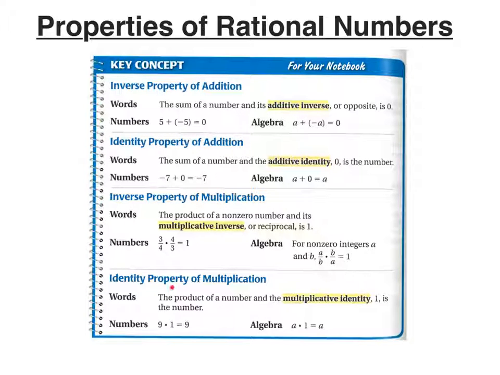Then there's the identity property of multiplication. The product of a number and the multiplicative identity, 1, is the number. So just like the additive identity was 0, the multiplicative identity is 1. Because if we multiply a number by 1, we get that number again. 9 times 1 is 9. Negative 6 times 1 would be negative 6. So if we have any number a times 1, we just get a. That's the identity property of multiplication. So the multiplicative identity is 1.